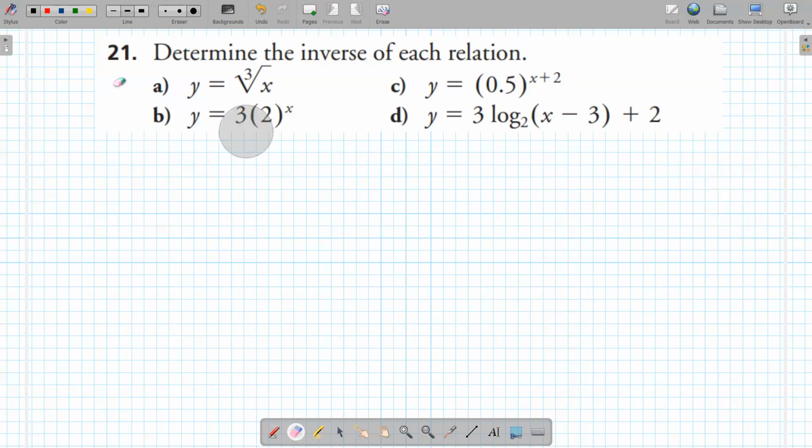Let's move on to C. What do we do there? We're trying to solve, the goal is to solve for this y up here. What's the first step?